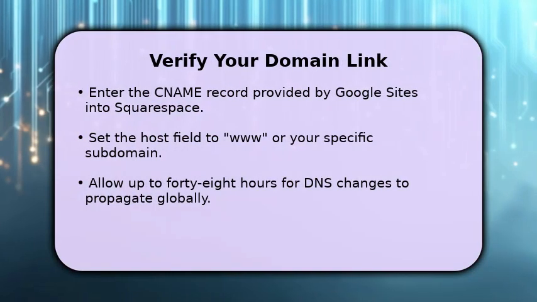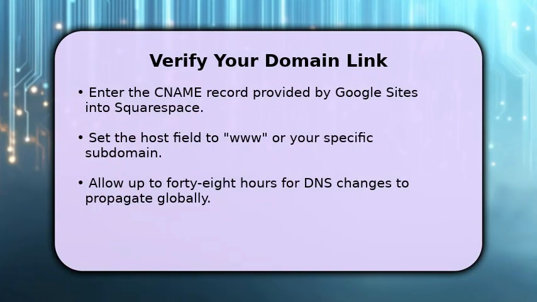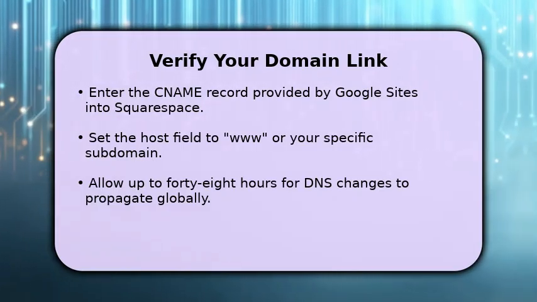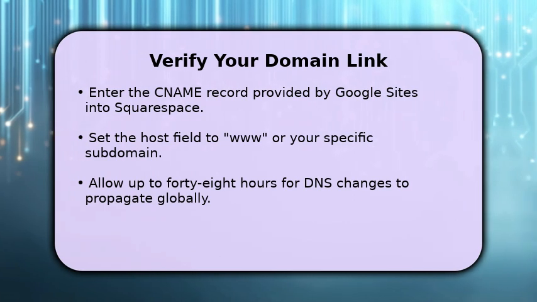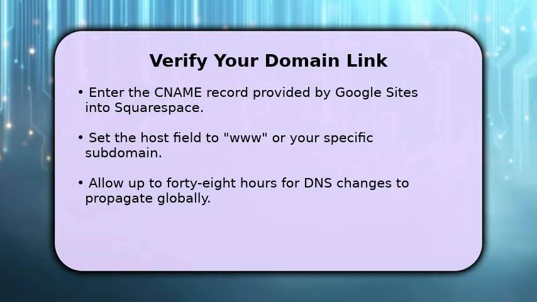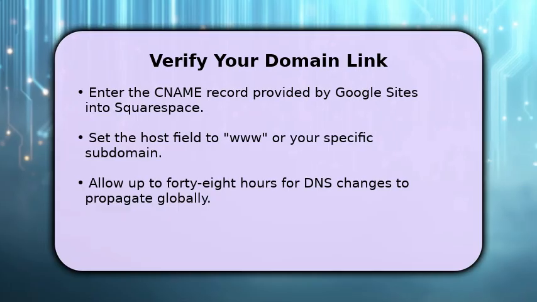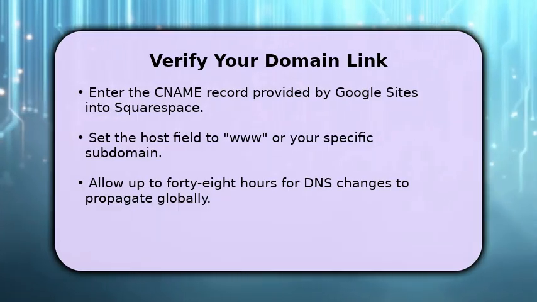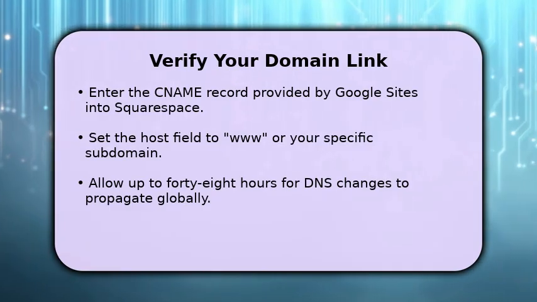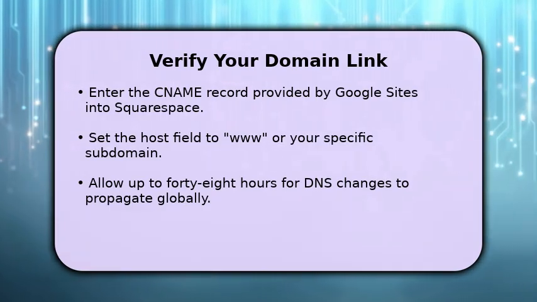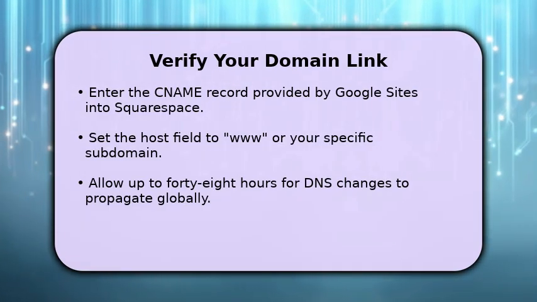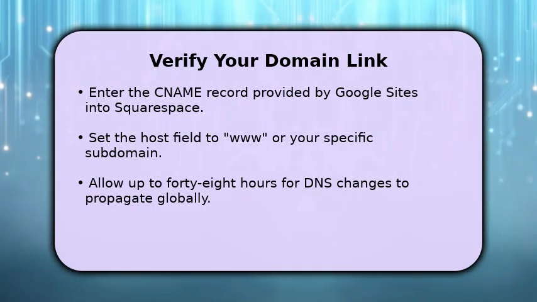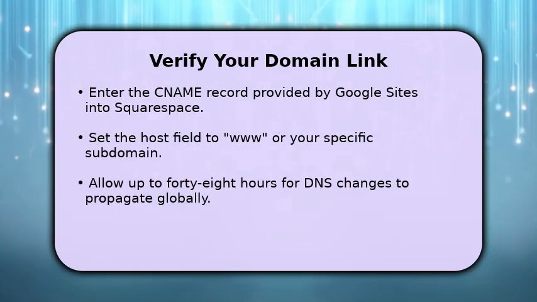When adding the CNAME record in Squarespace, ensure you accurately input the value from Google Sites. For the host field, typically use www or your chosen subdomain. After saving these changes, it's important to understand that DNS updates can take some time to propagate across the internet. This process usually completes within 24 to 48 hours. Once propagation is complete, open a web browser and test your custom domain to confirm the successful connection.